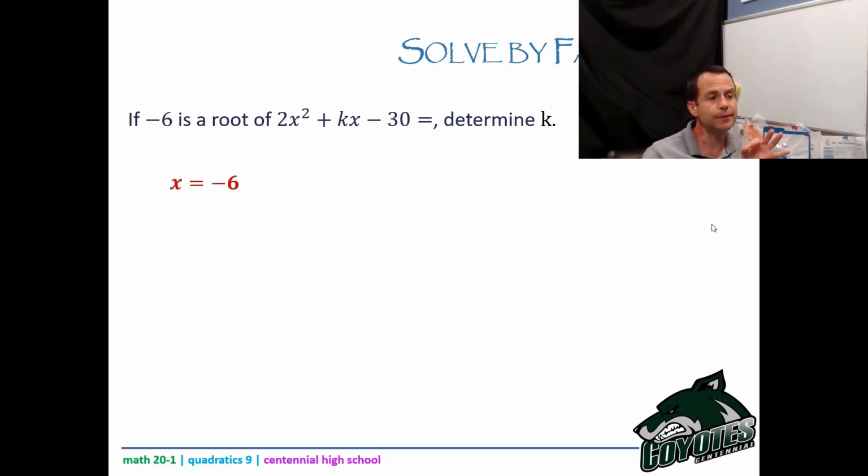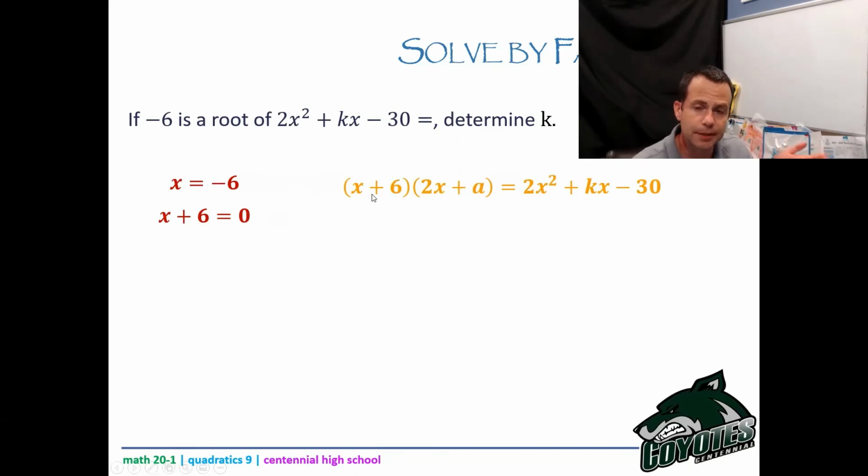Well, if x equals negative 6, let's reverse engineer this. What would the factor have been? The factor would have been x plus 6. Okay. So I know I have x plus 6 and another binomial that when I multiply it together, I'm going to have to get something that looks like this. Okay. So I've got x plus 6 and then I've got 2x plus A. Now I knew I needed a 2x here because that's the only way to get a 2x squared. Okay, and I don't know what this guy is yet, so I've just called him A. But I know it's going to have to equal this 2x squared plus kx minus 30.